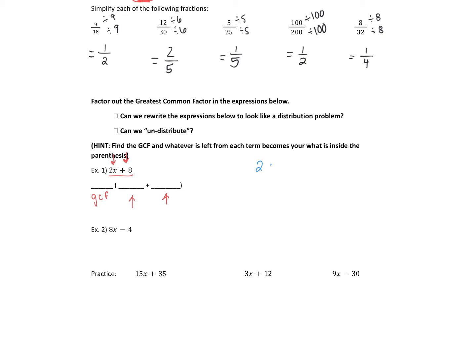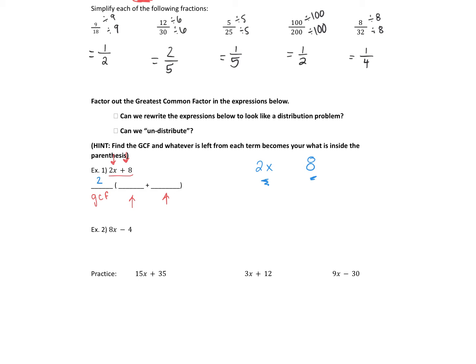So in this first example, 2x and 8 are the numbers that I have to factor. I have to find my GCF. And easy there, I know that the greatest common factor is 2 because 2 fits into 2x and 2 also fits into 8. Be careful here because only 2x has an x. 8 does not have an x, so I cannot factor out an x. All I can factor out is a 2, so my GCF of 2 gets pulled out.